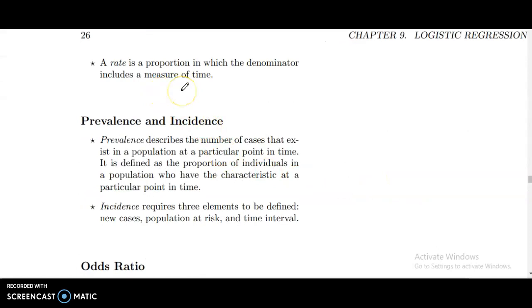A rate is a proportion in which the denominator includes measures of time.